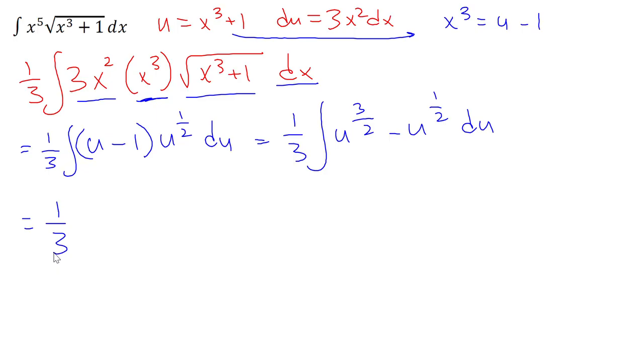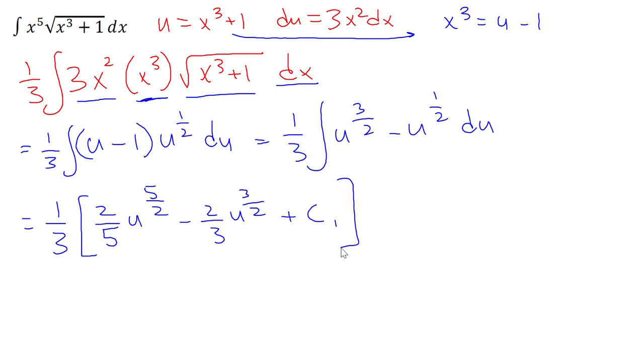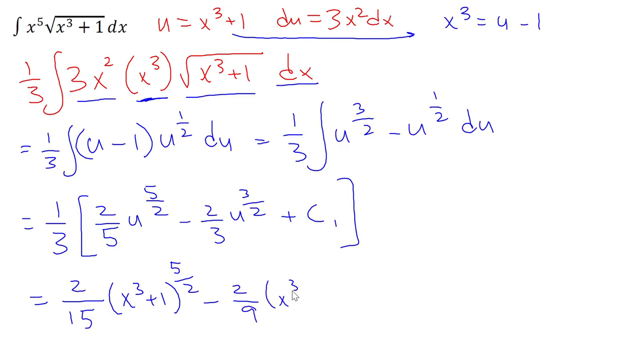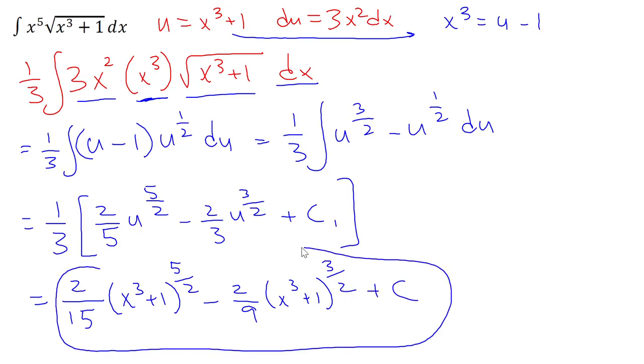And we have 1/3 of 2/5 u to the 5/2 using the power rule, minus 2/3 u to the 3/2, again using the power rule, plus some constant. And now we'll distribute that 1/3 through everything. So we end up with 2/15 of u to the 5/2, and we'll rewrite u as x cubed plus 1. Don't forget to do that. And then minus 2/9 of x cubed plus 1 to the 3/2 plus some constant. And that is our final answer there for our last indefinite integral.